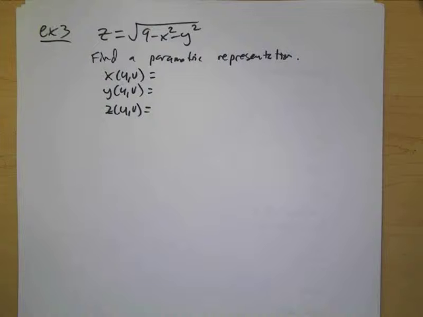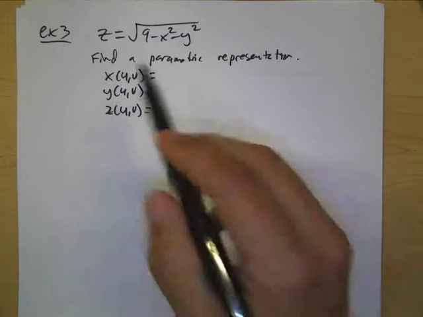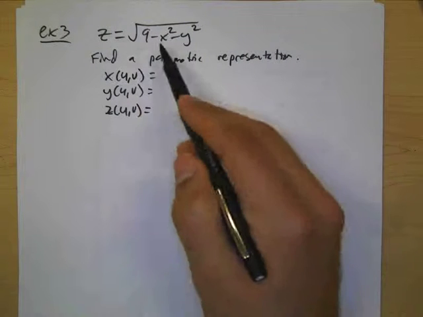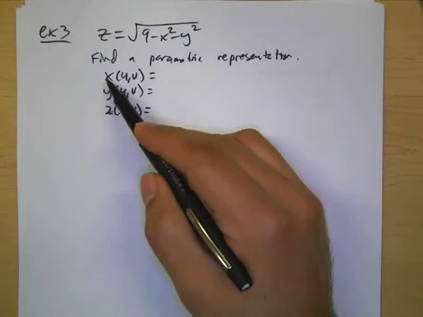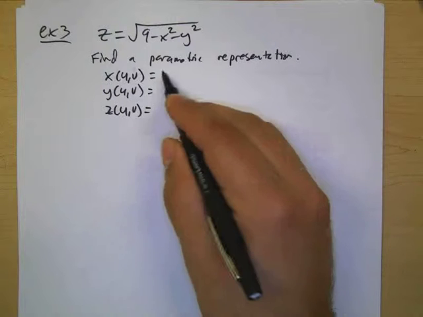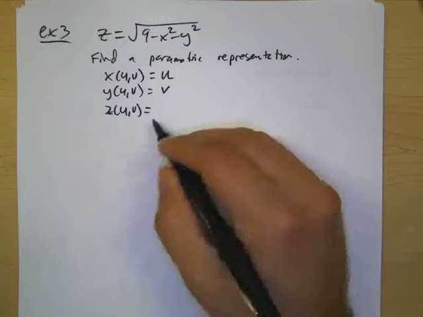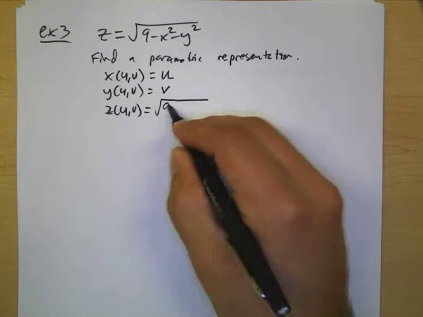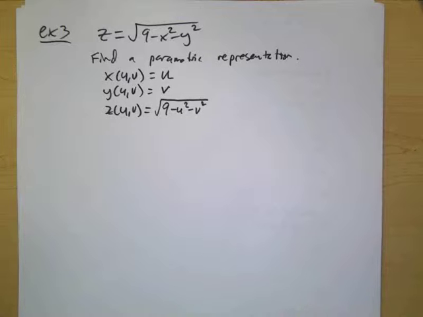Now, in a scenario like this, it's kind of easy to see that there's already two variables for z, right? So perhaps we should let x equal u and y equal v, so that z would then be the square root of 9 minus u squared minus v squared. Okay, this is just one representation.